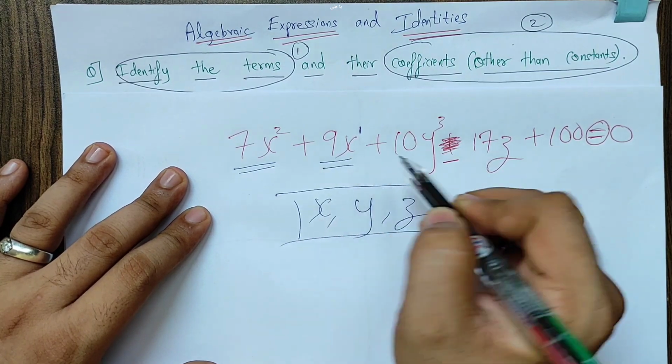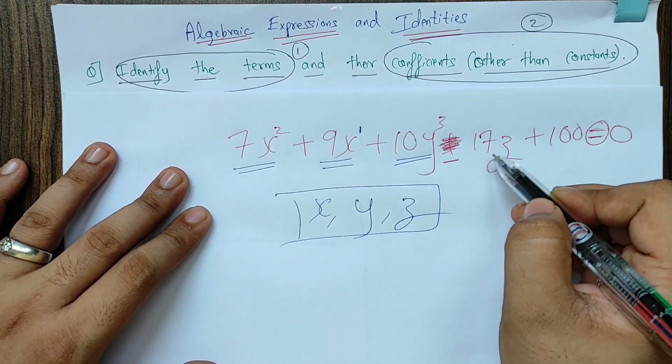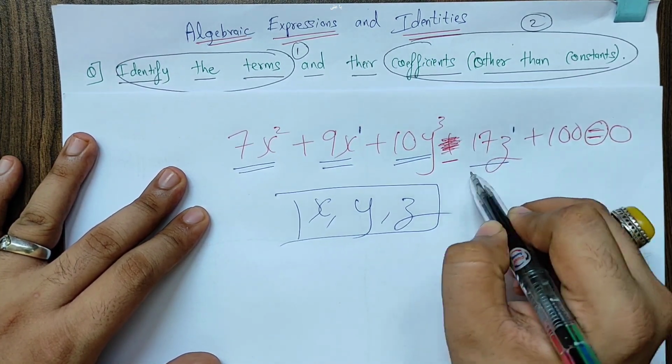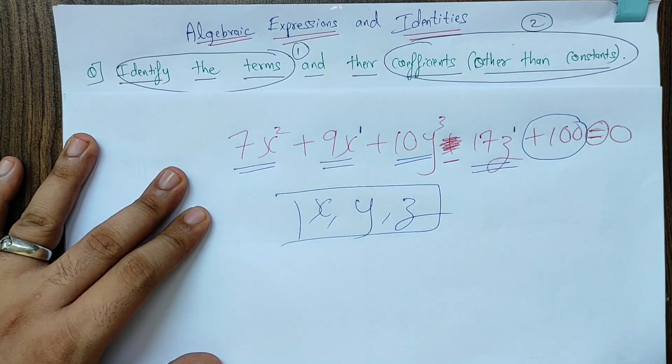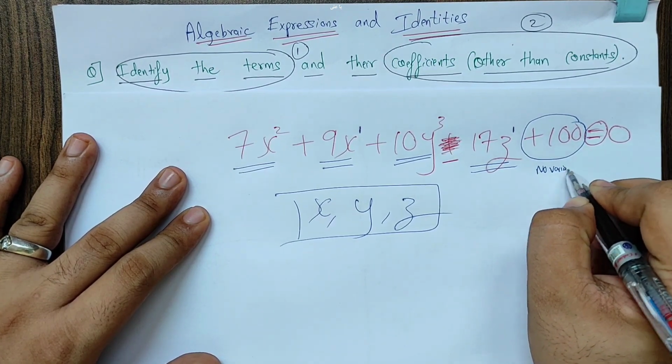So here also I have a variable. Here the power of y is 3, so here also I have a variable. Here the power of z is nothing mentioned, means it's 1 by default, so here also I have a variable. But in plus 100, I don't have a variable. So I'll write over here: no variable.